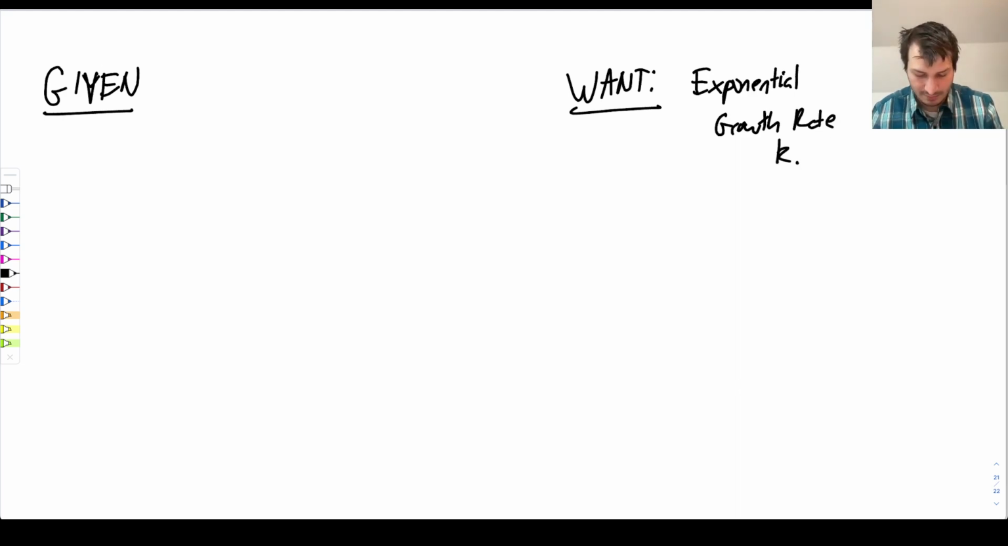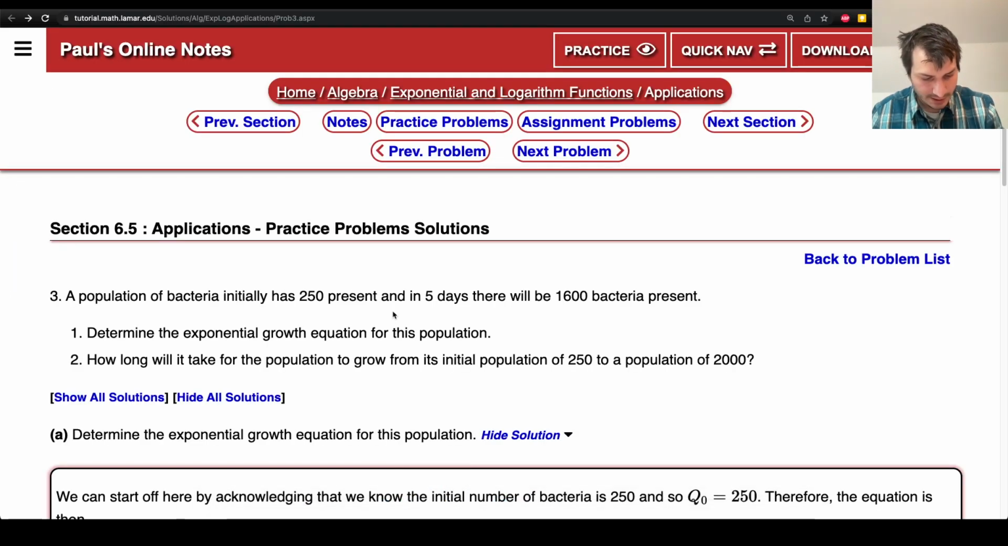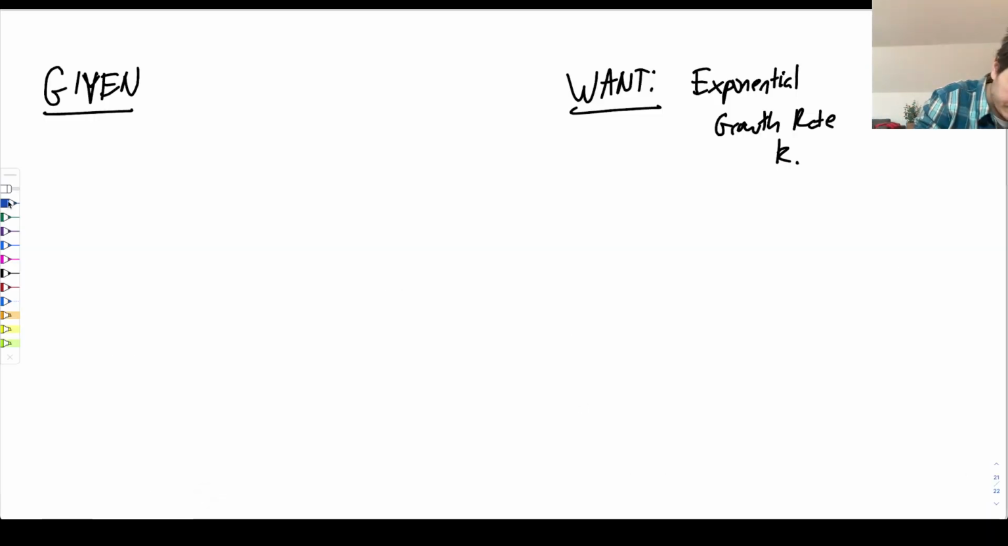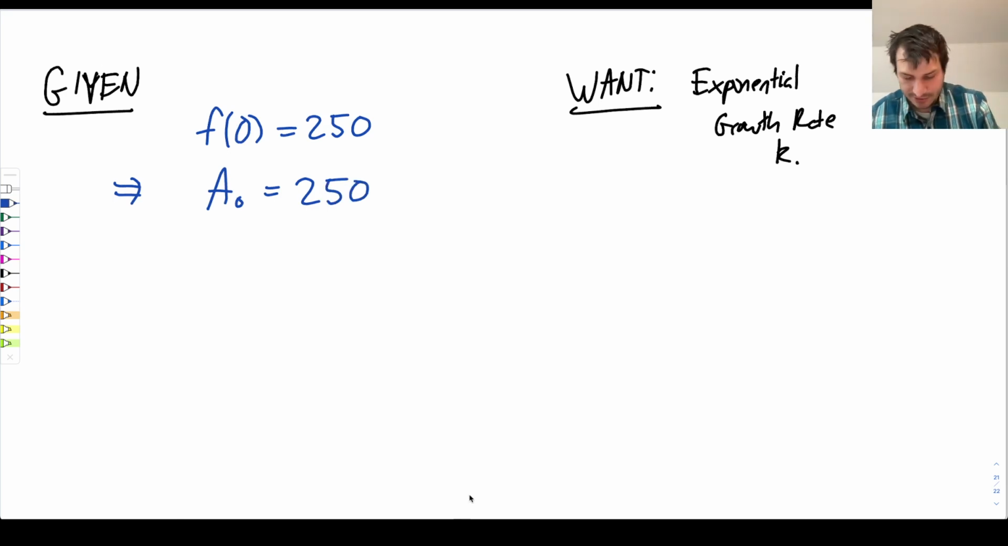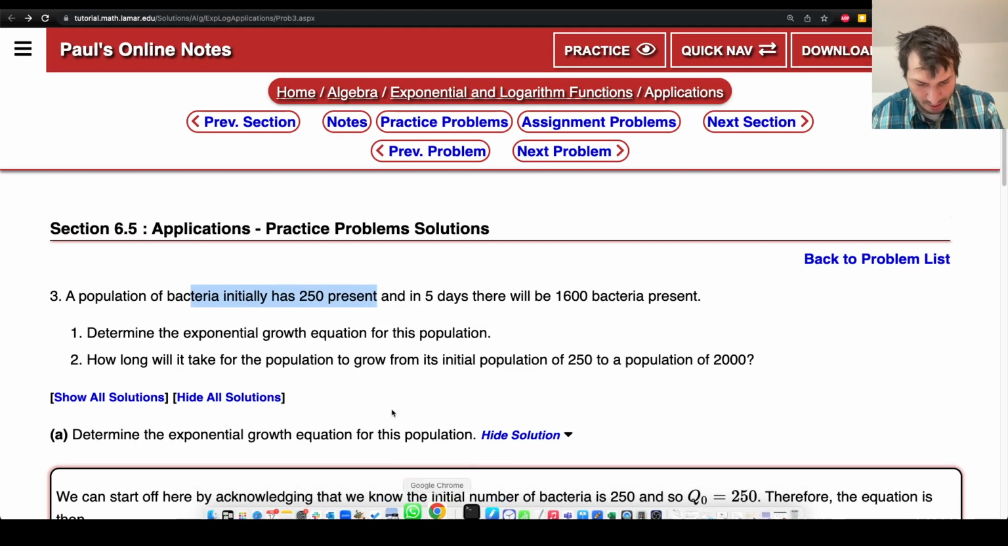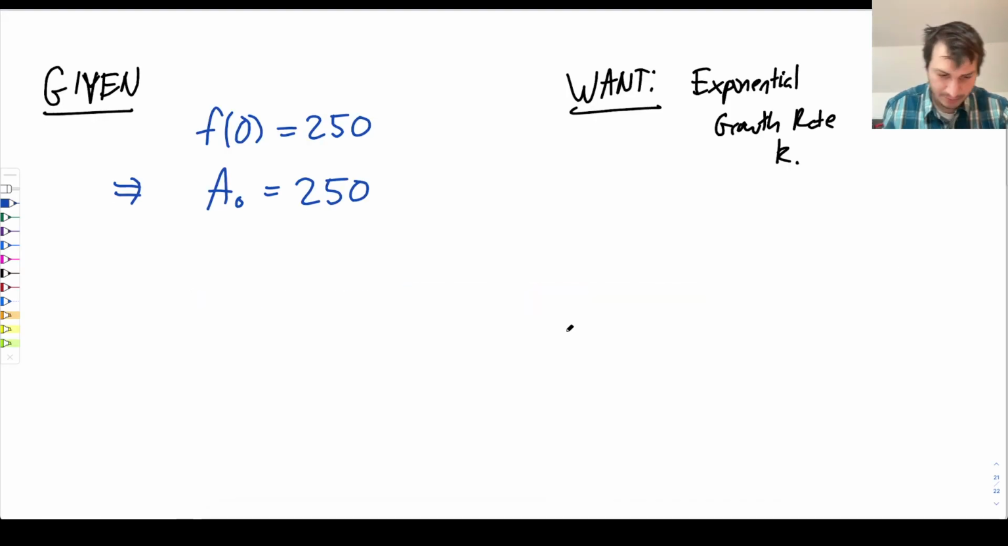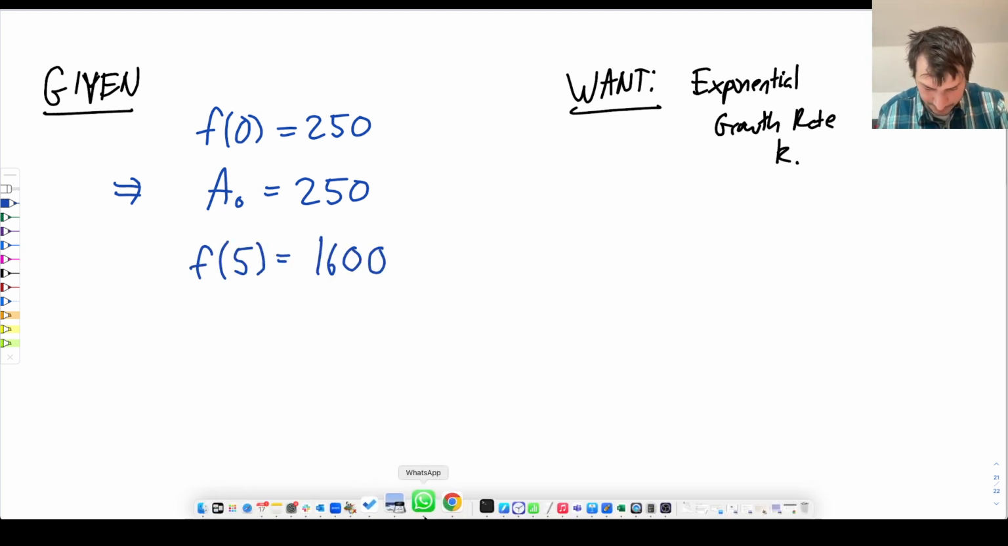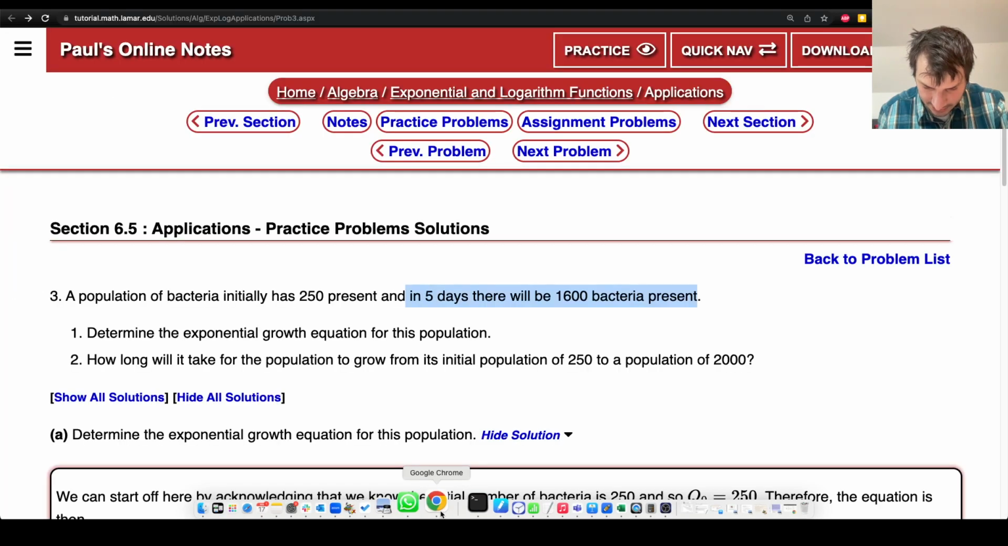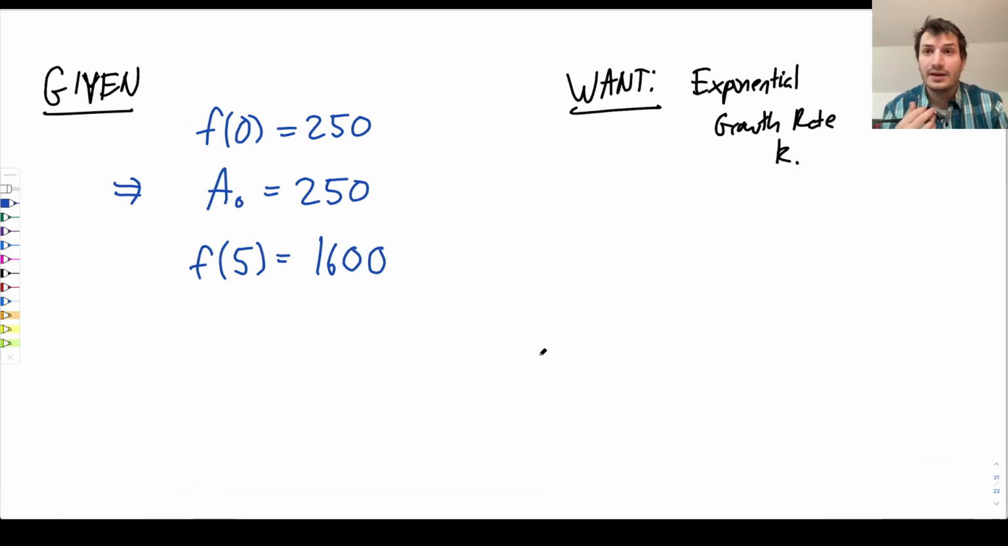And what are we given? We're given some information. Initially, there's 250 present. So we're given f of 0 is 250, or in other words, a0 is 250. And we're also given, in 5 days, there's 1,600. That's the other piece of information we're given. f of 5 equals 1,600. Did I get that right? 1,600. Yeah, okay, great.